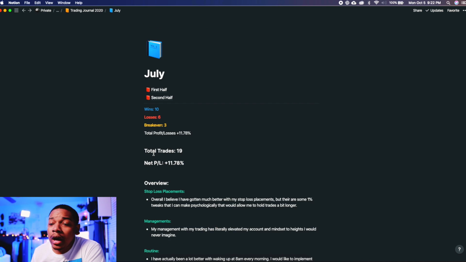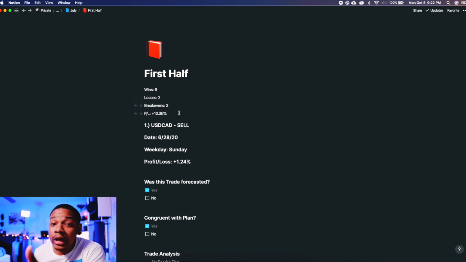So let's go ahead and knock out July, right? In my Notion, I have pages and pages of patterns. On this page, I have the first half of July and the second half of July. I try to make sure I stick to that. The first 2 weeks of July are here, and the second 2 weeks are in the second half, as you can tell. In the first half, I have 6 wins, 2 losses, and 3 break evens, and percentage wise, I'm up 10.36%.